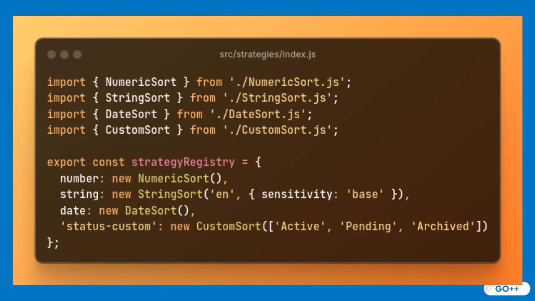This is the central registry for all available sorting strategies. Each key corresponds to a data type or custom type, providing a mapping to the correct strategy instance for use within the data table.